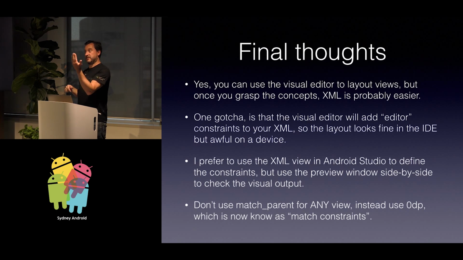You can actually have the XML layout in Android Studio shown on the screen, and you can have the preview of that shown side by side. So as you're editing the XML, you can do a visual check of what it's going to look like at the end, which is quite handy.